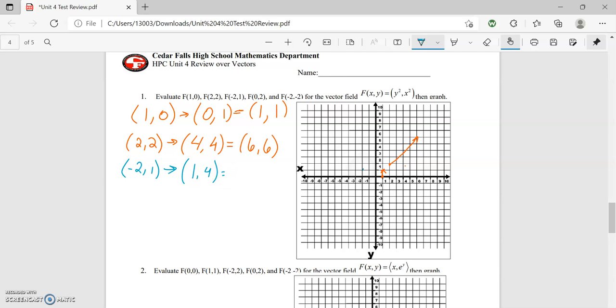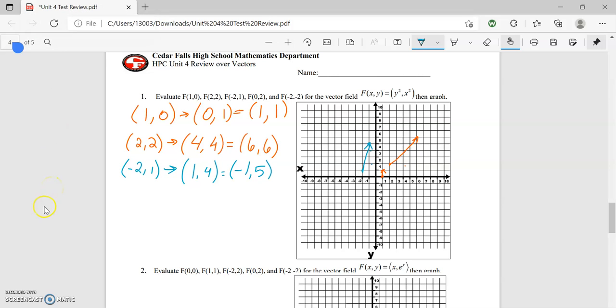Well, let's see. So (-2, 1). There we go. From there, we're going to go to the right 1 and up 4. 1, 2, 3, 4. There's our vector. Let's check it out. -2 plus 1 is -1, and 1 plus 4 is 5. Did that check? Yes, it did. There you go. There's your point.